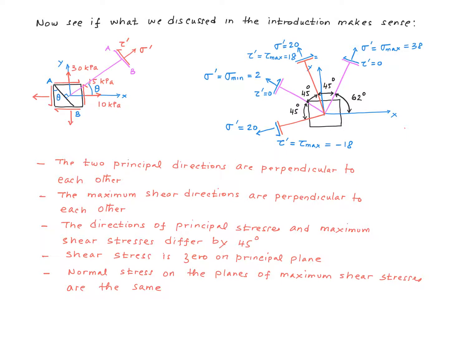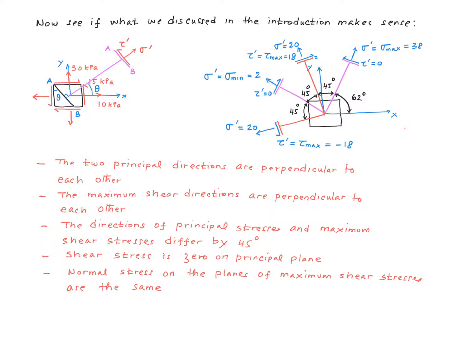We proved that the two principal directions are perpendicular to each other, and that's what we found in this analysis, right? So this direction and this direction are perpendicular to each other. The two planes of maximum shear stresses are perpendicular to each other. This is one plane, this is the other plane. Both of them are at 90 degrees to each other. The planes containing the maximum and minimum principal stresses and the planes containing the maximum shear stresses differ by 45 degrees. So in other words, the angle in between these two lines is 45 degrees.